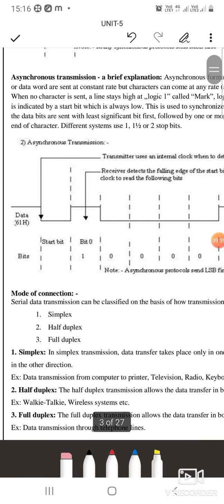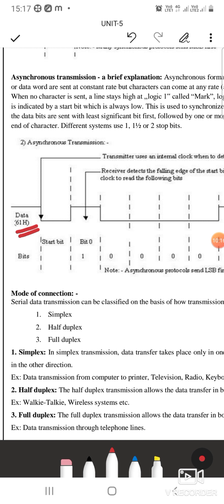Now when it comes to asynchronous transmission, we will not have a clock signal to represent the transmission of the data, just like in synchronous transmission. Here you are going to use separate, additional bits along with the data. So along with the 61H data, you are going to use some additional bits such as the start bit, stop bit, and if any, parity.